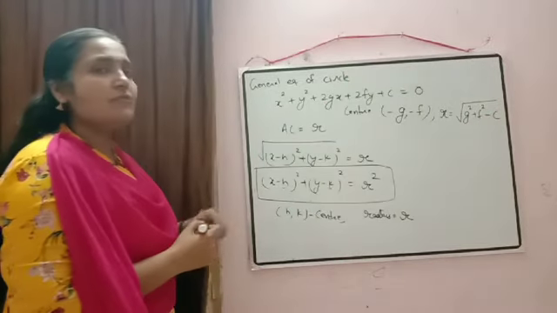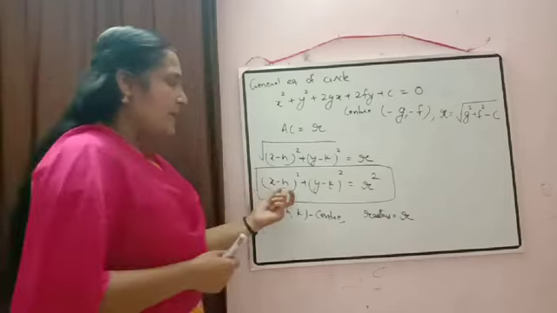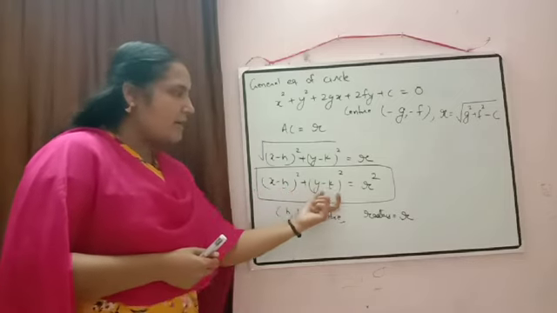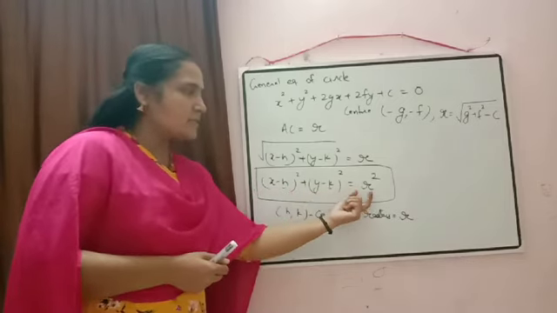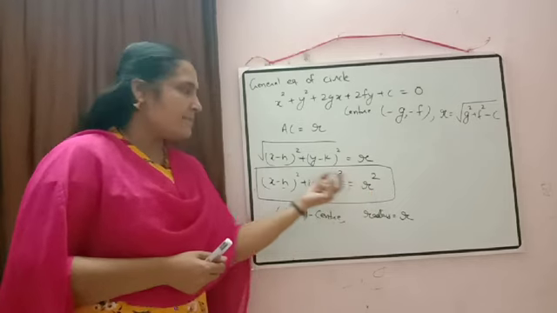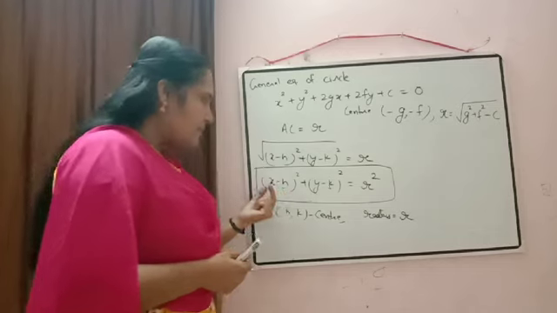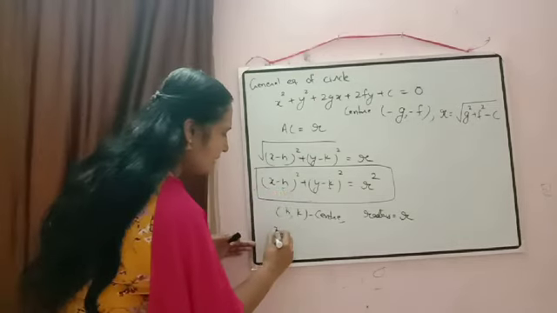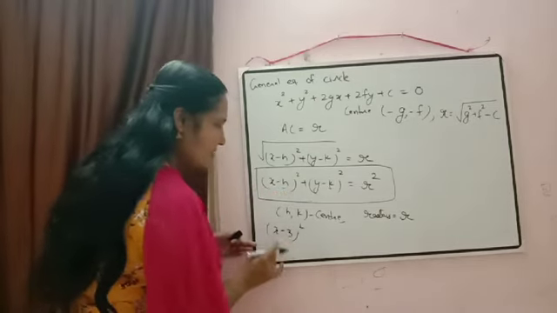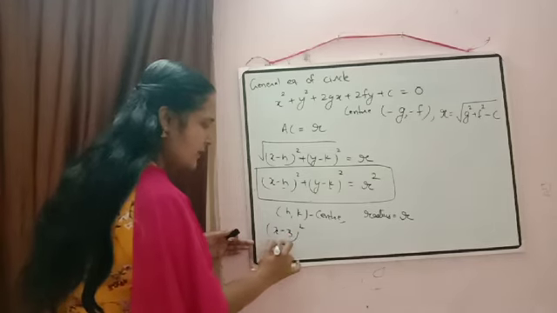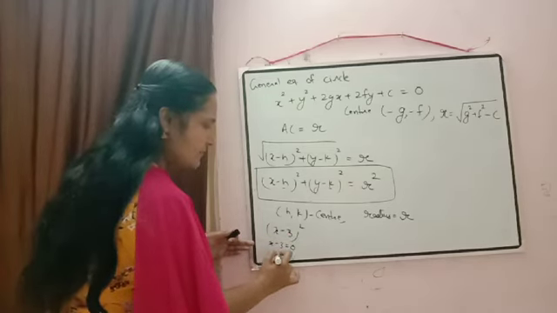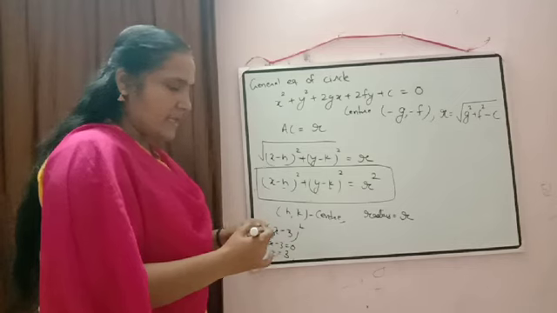So these are the two formulas there. First one is (x minus h) the whole square plus (y minus k) the whole square is equal to r square. In this case, we have to take the center as (h, k). Suppose here you are getting x minus 3 the whole square, just equate it to 0. x minus 3 is equal to 0. Then what you will get? x is equal to 3.